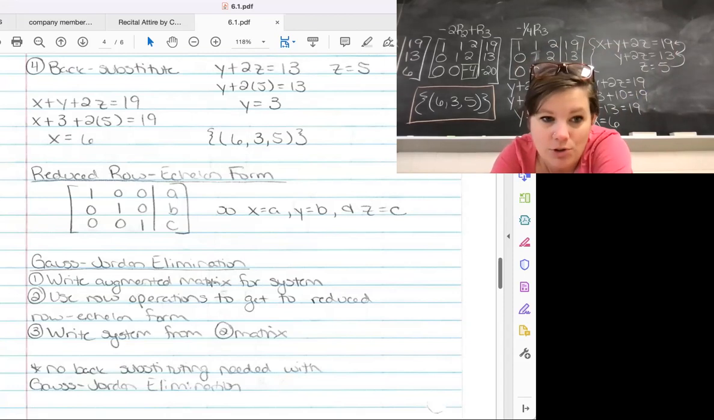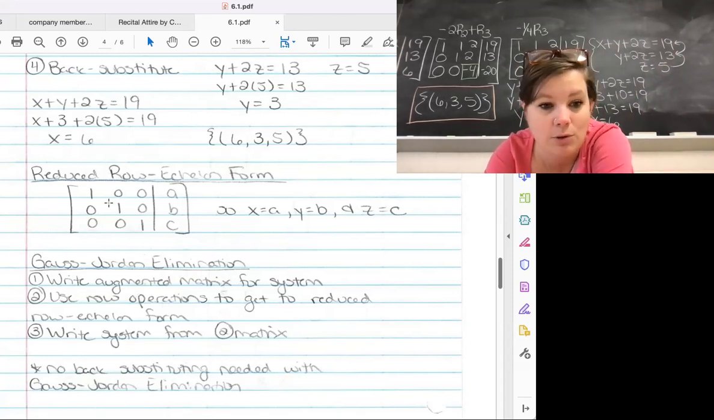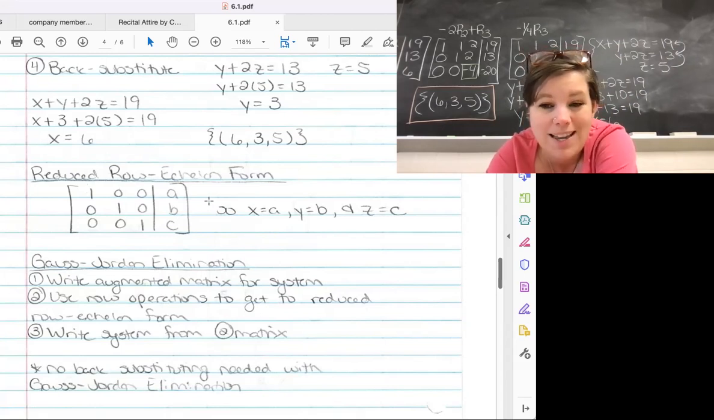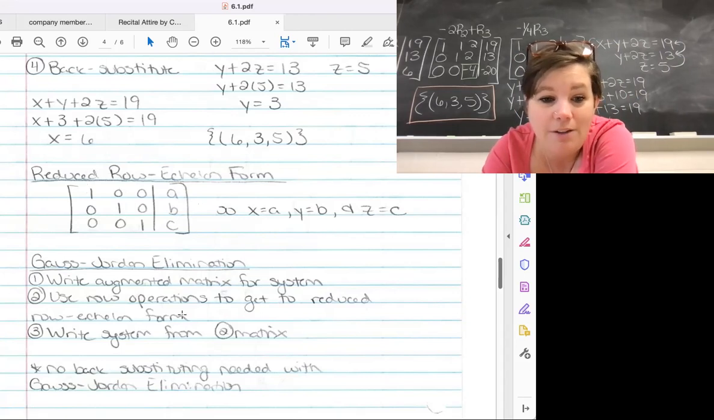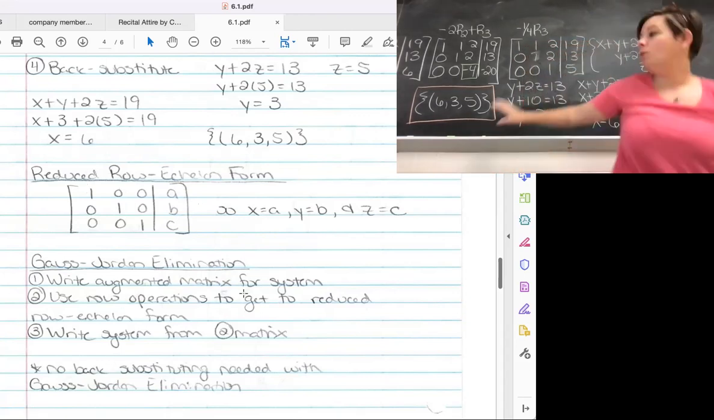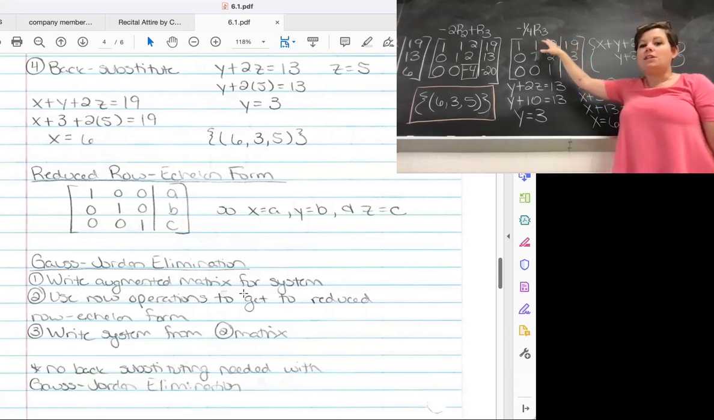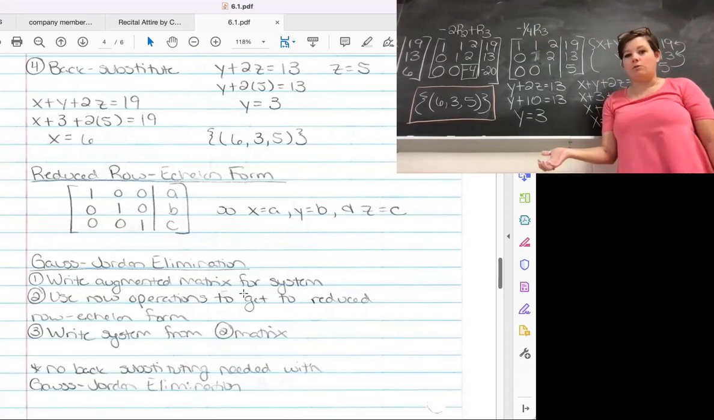What's nice about reduced row echelon form is that if you get it, then you get z equals c, y equals b, and x equals a, because there's no need for back substitution since you've already solved everything. That's what's really nice about it. And if we did that, it's called the Gauss-Jordan elimination method. So you do everything exactly the same, only once you get to the row echelon form, we're not done. We have to keep going to get to reduced row echelon form.